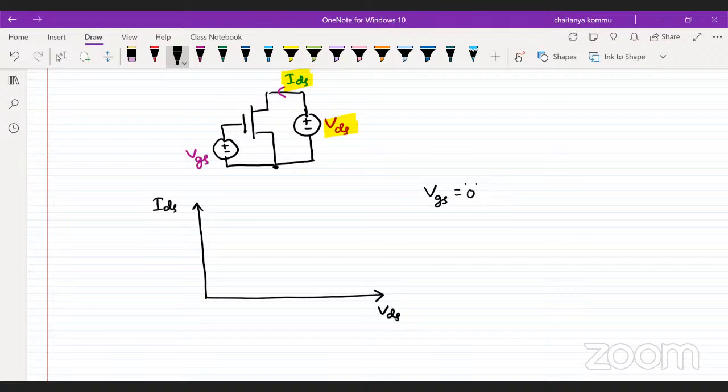Anyone from the class? What will happen if I'm not applying a VGS value? What kind of characteristics between VGS and IDS will we observe? The question I'm repeating: if I'm not applying VGS, meaning I'm not applying the potential difference between the gate and bulk, what will happen?